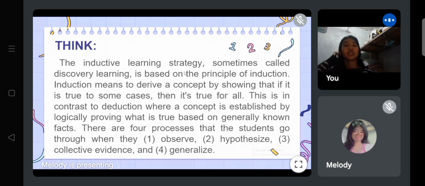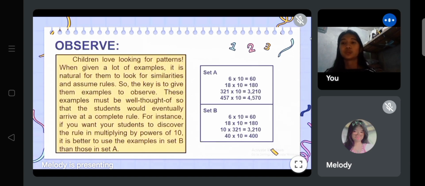First, let's talk about observe. Children love looking for patterns. When given a lot of examples, they will look for similarities and assume a rule. So the key is to give them examples to observe. These examples should be well thought out so that the student would eventually arrive at a complete rule.